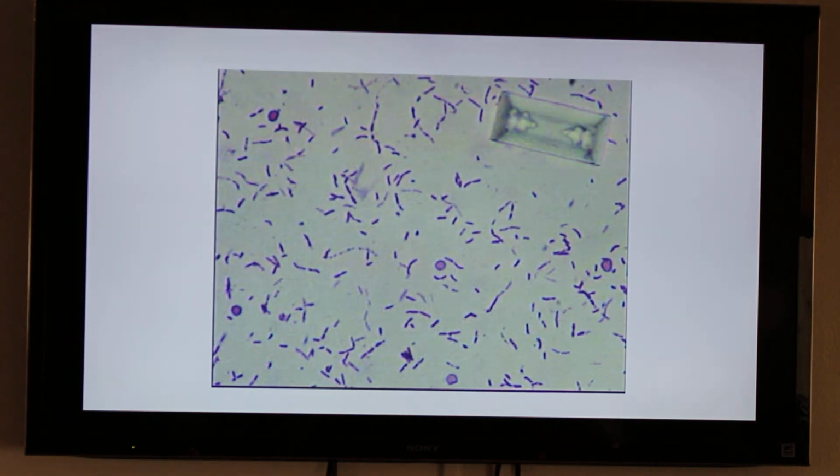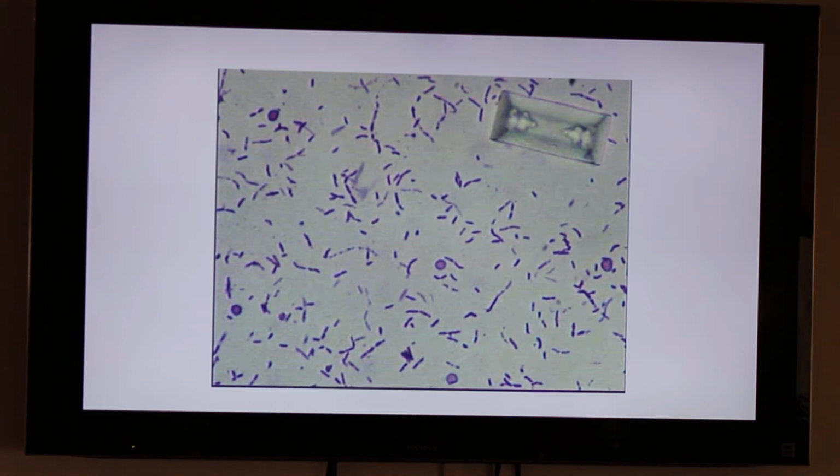This image has a few red blood cells. There's one here, one here. I hope you can see the laser pointer. And then some rod bacteria. And then up here, a nice little struvite crystal hanging out.